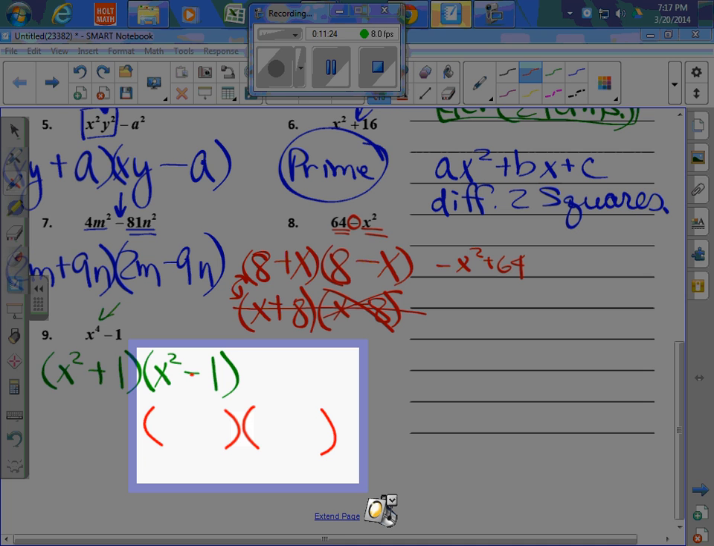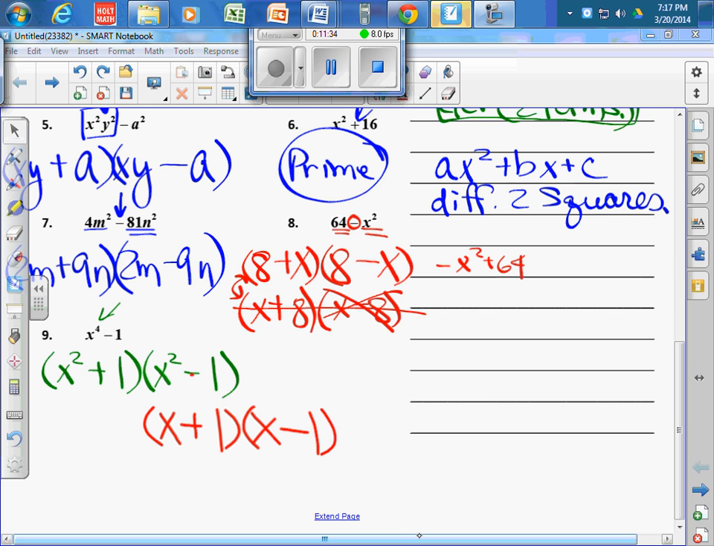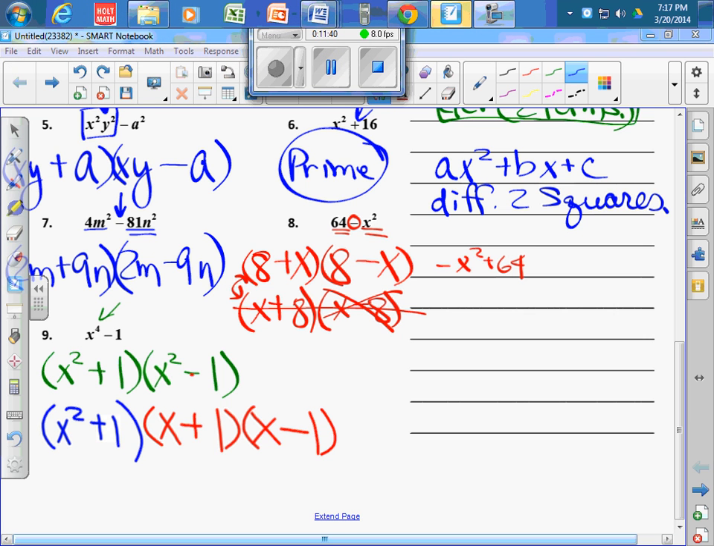What's the square root of x squared? Well, it's x. What's the square root of 1? Well, it's 1. 1's plus, 1's minus. That thing is factored. What are we missing now? Well, we have to bring down this x squared plus 1, and now you're done. Class, I guarantee a problem like this you'll be seeing on the test. Make sure you know how this problem works here.